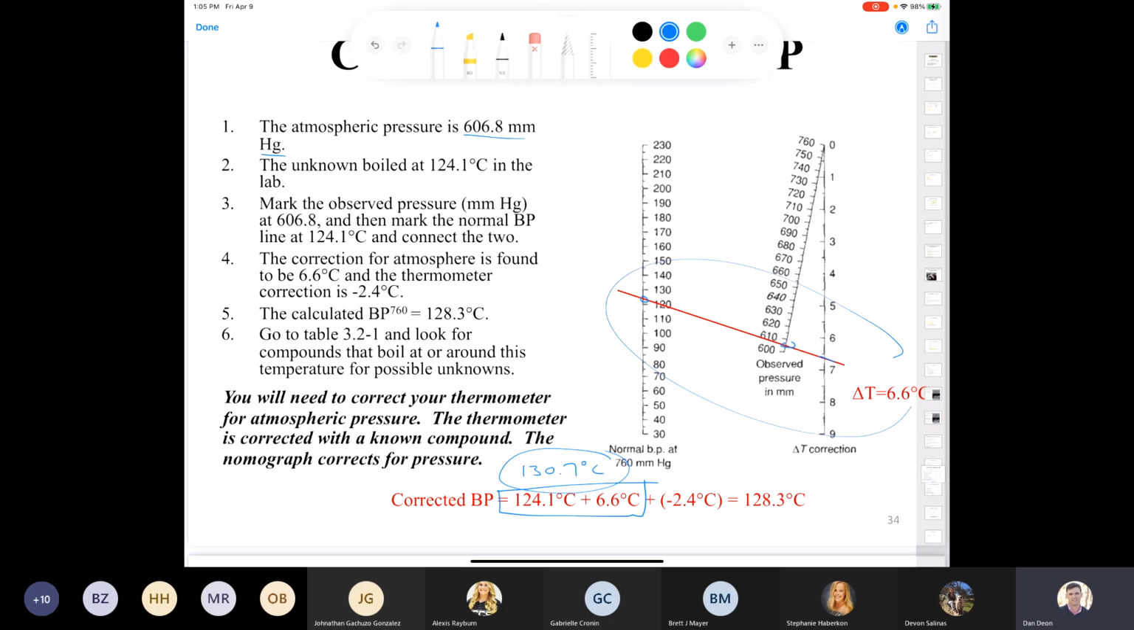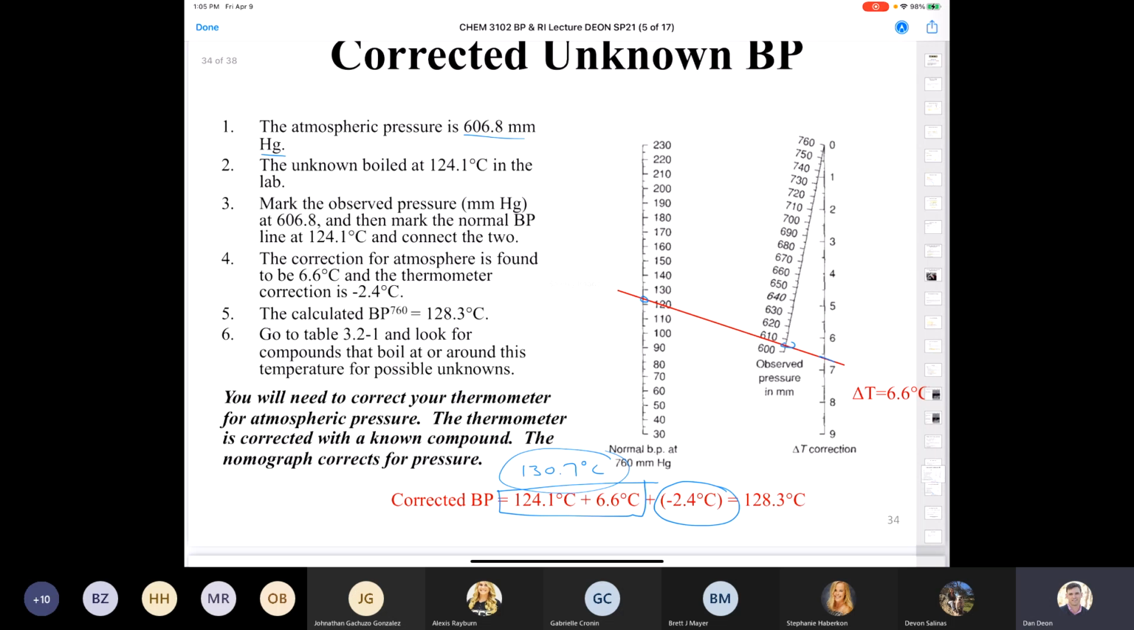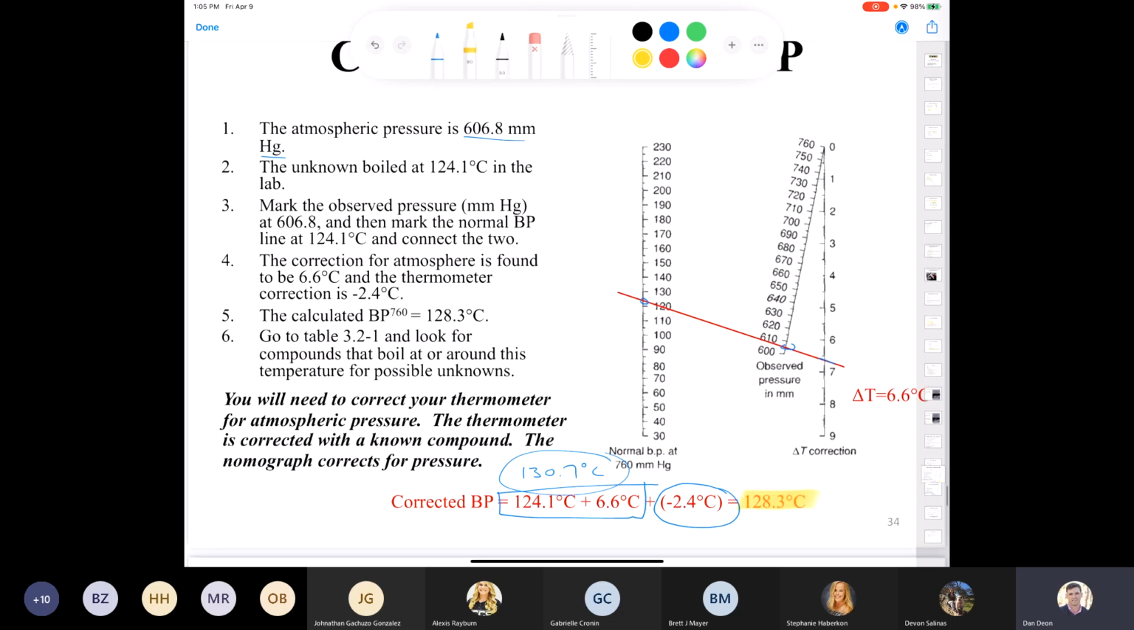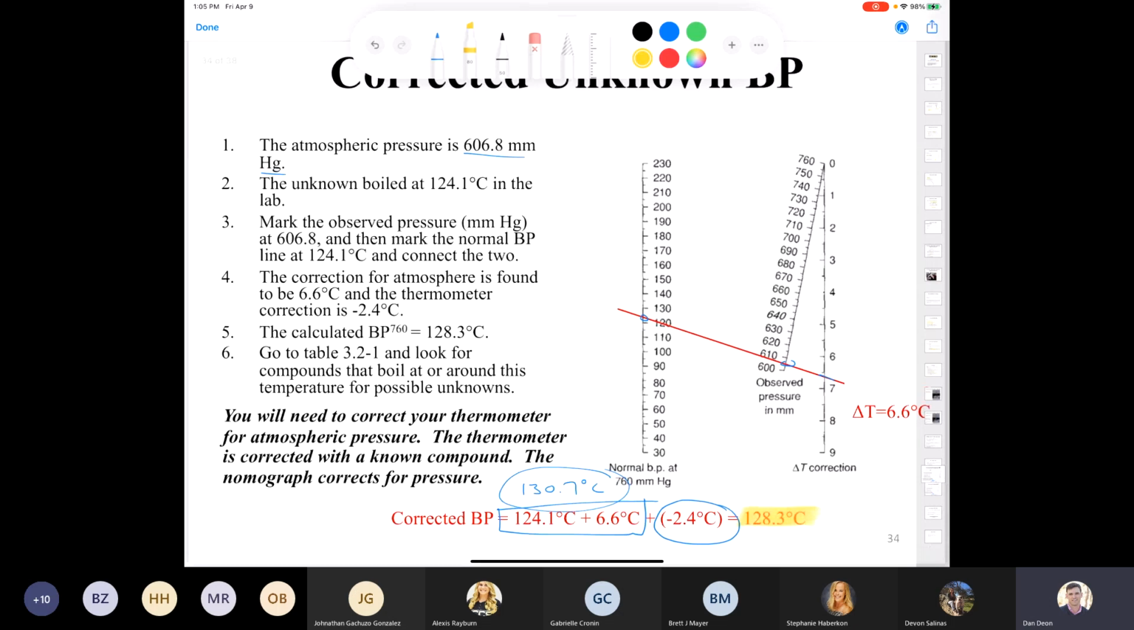You did the nomograph correction properly, right? You figured that you have to add 6.6 degrees Celsius to your boiling point, but you forgot that you've got to subtract 2.4 degrees Celsius from this for the error in your thermometer. Once you do that, then you have corrected not only for atmospheric pressure, but also for the error, or the correction factor, of your thermometer, and you end up with 128.3. Give me a thumbs up if you follow me on that, and if you don't, let me know and I'll re-explain it.